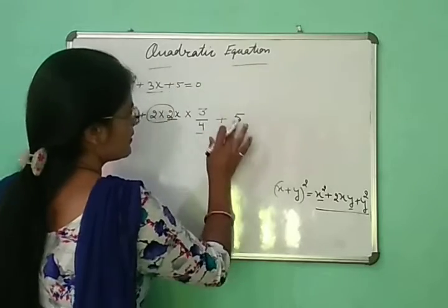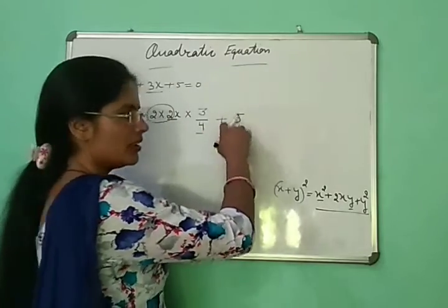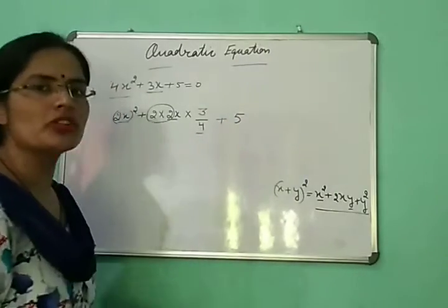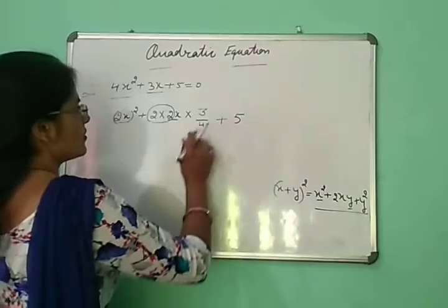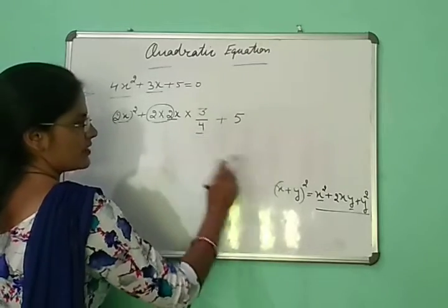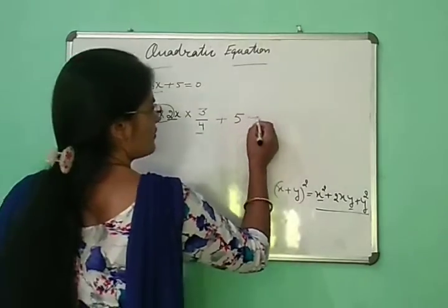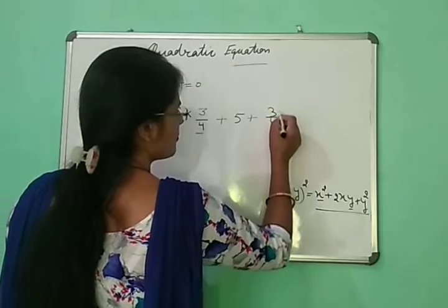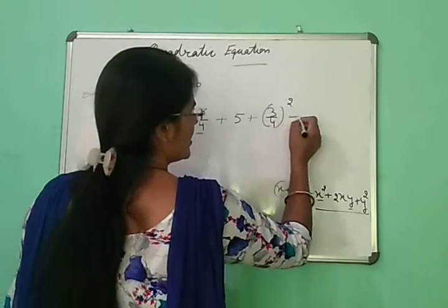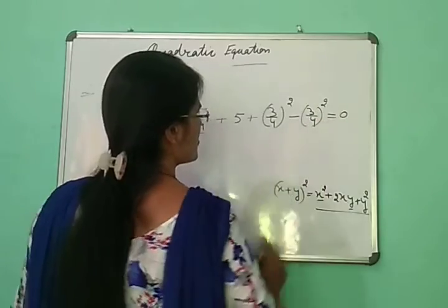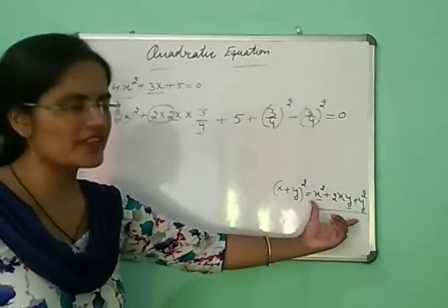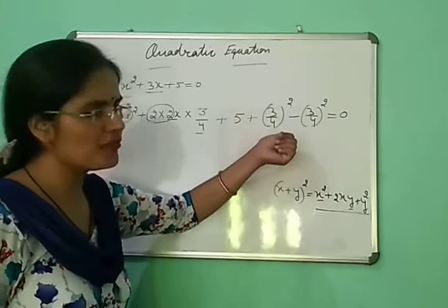We can write here our extra term after writing two terms. Now, this is 3 by 4. Now, our extra y is 3 by 4. So, what do we have to do? 3 by 4 x square minus 3 by 4 is equal to 0. To make this term, we are adding 3 by 4 whole square.